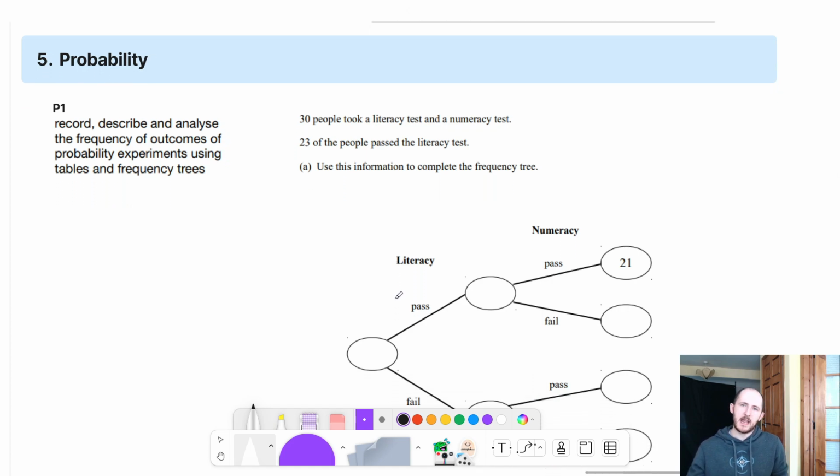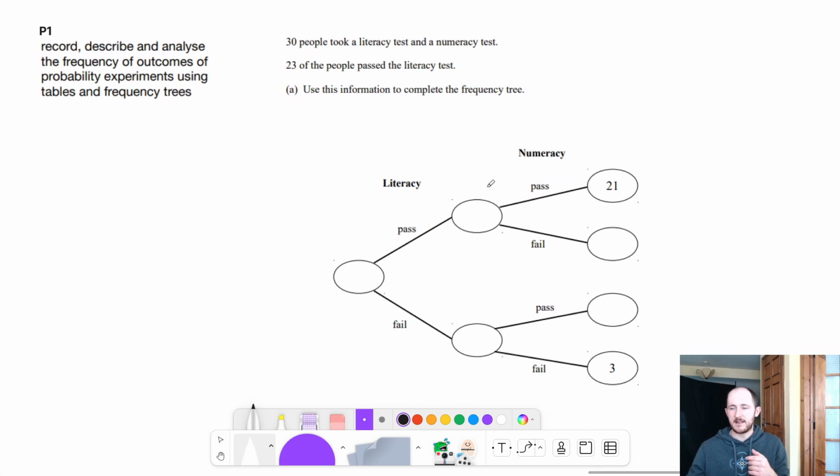Probability, probably one of the scary topics. I'll go through this quite slowly, but the first one, there aren't many points, by the way, in this. It's just that probability really sucks. Record, describe and analyze the frequency of outcomes using tables and frequency trees. This here is a frequency tree.